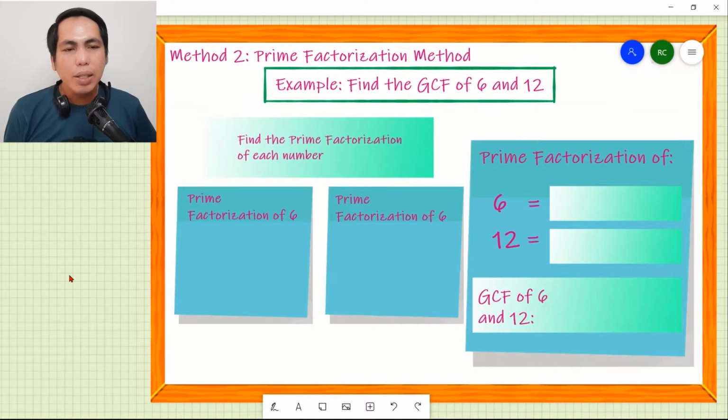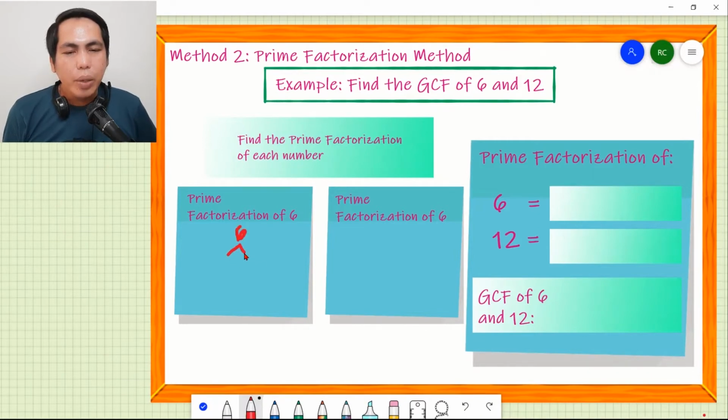So, let's start with 12. So we can use the factor tree method. In here, it is as if we are breaking the number into 2 factors. So we have to think of other than 1 and itself, what other pair of numbers that we can multiply to get 6. So we can have 2 times 3. Our prime factorization of 6 is 2 times 3. Now let's have the 12.